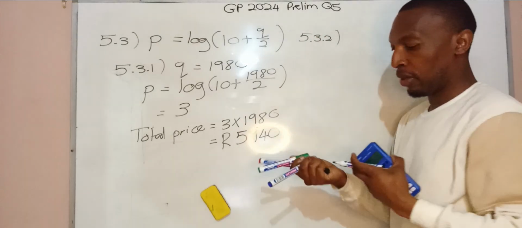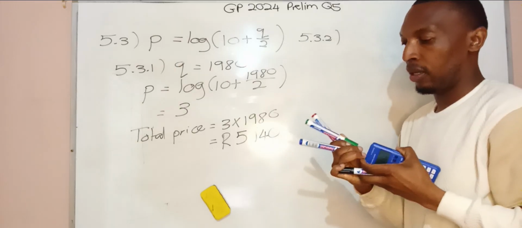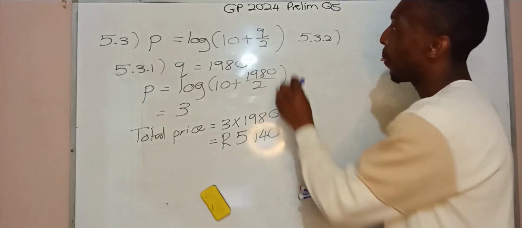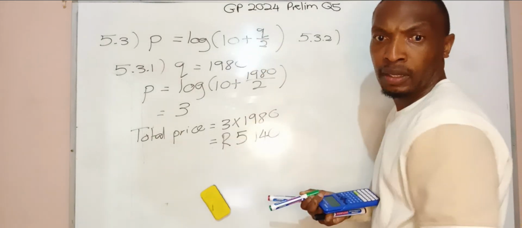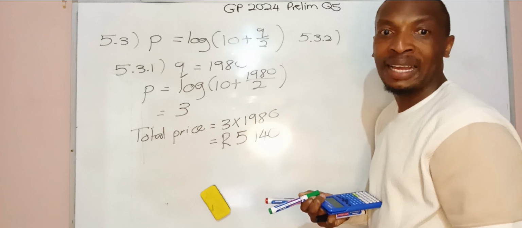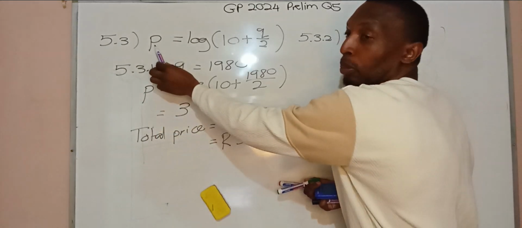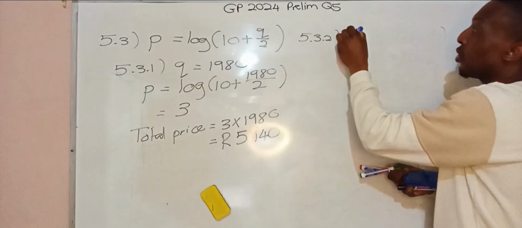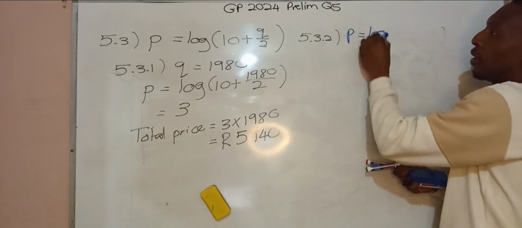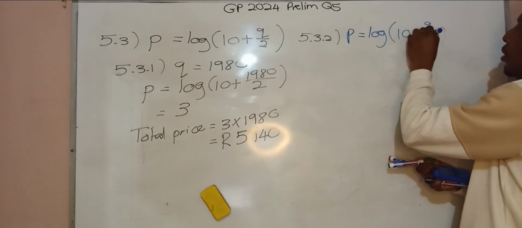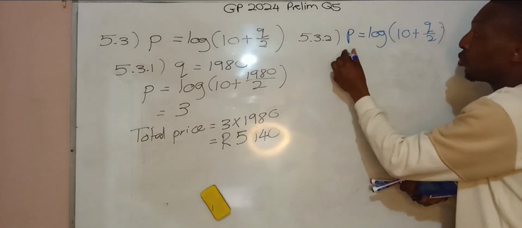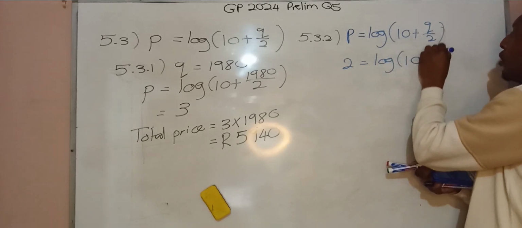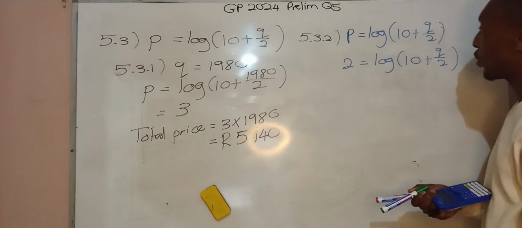Okay, let's go with the blue marker. Black is running dry. Determine the number of items, Q, in the consignment when the price of each item is 2 Rand. So when P is equal to 2, what is Q? And this question is an easy 2 marks. Remember, P is equal to log. My P is 2, so 2 is equal to log of 10 plus Q over 2, and we need to solve for Q.